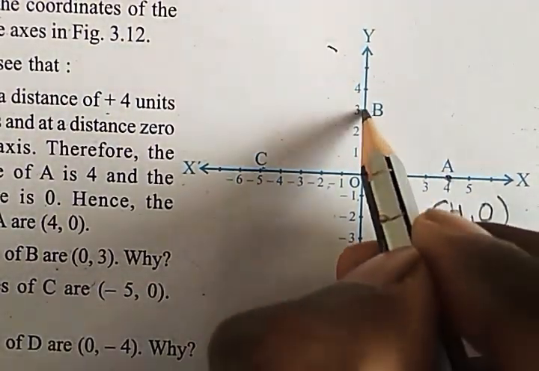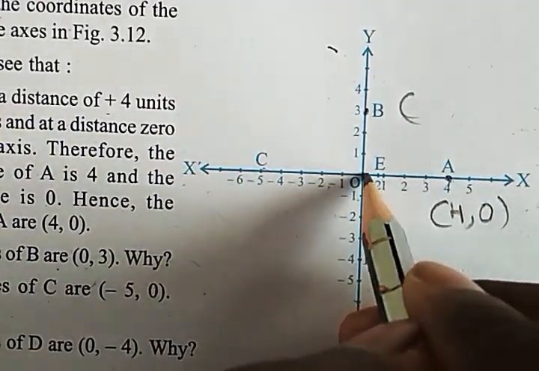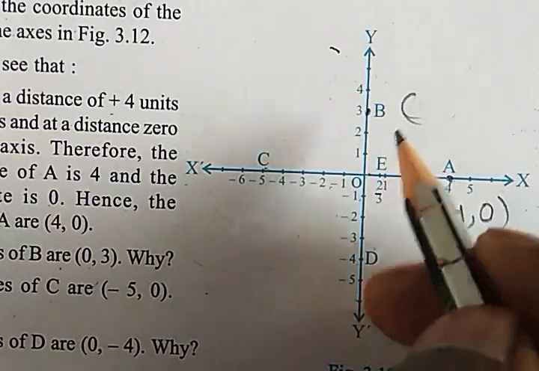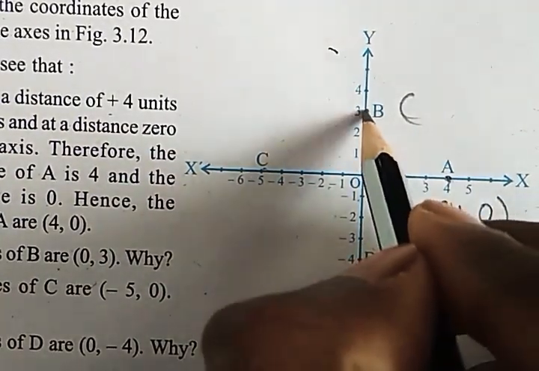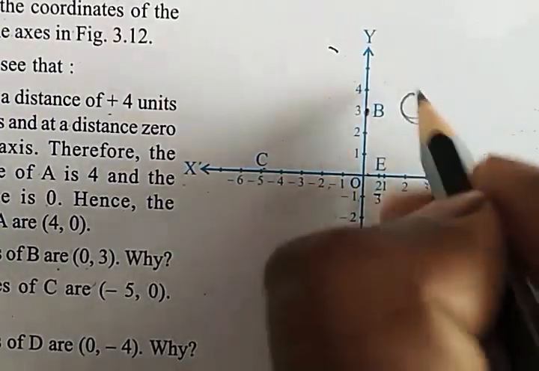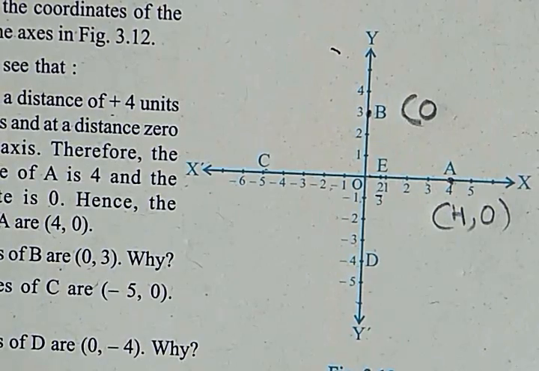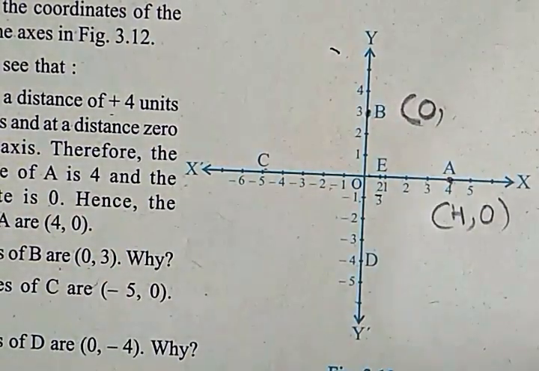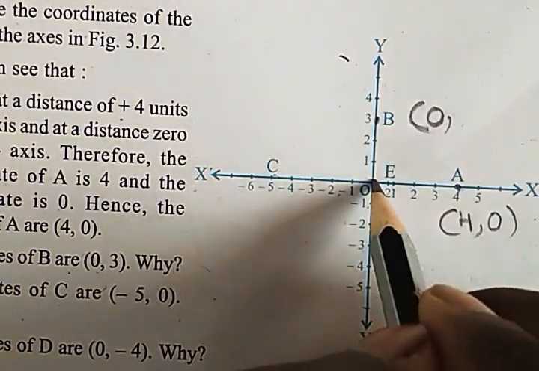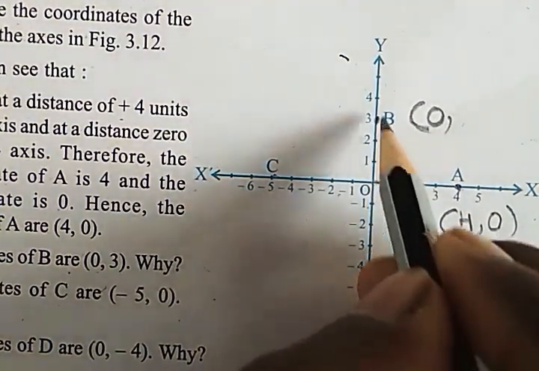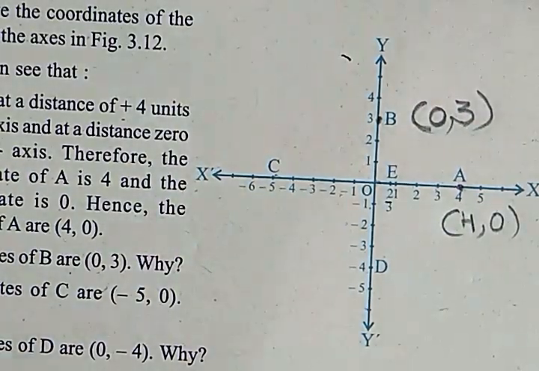Now look at point B. Point B is here. X value means distance from y axis. Is it away from y axis? No, it's on the y axis. So the value of x is 0. And what is y value? Y value is distance from the x axis. How many units away from the x axis is this? 1, 2, 3 units. So don't get confused here.